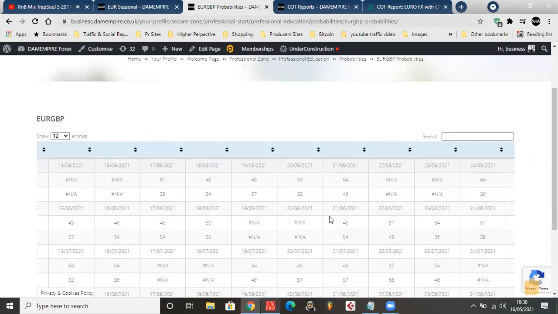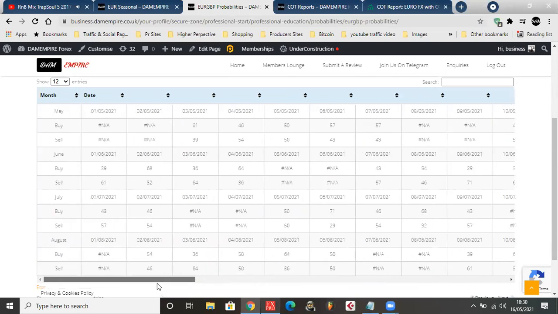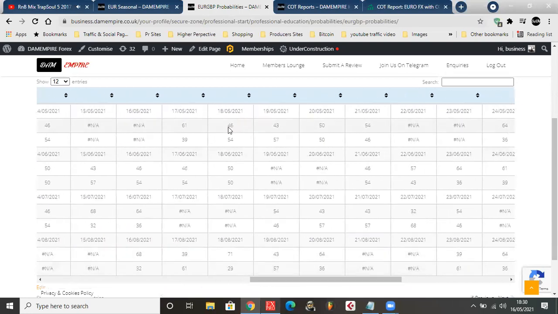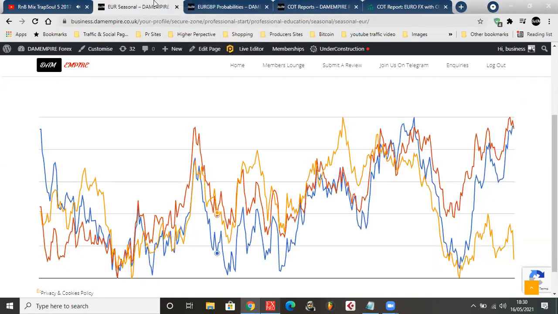The trade looks good unless I'm checking the wrong date. Let me check if I'm checking the right date. Yeah, so the trade looks good, but the 17th doesn't really look good. You see, Euro news coming on Friday is most likely gonna dump Euro. Yeah, so most likely it will dump Euro on Friday.